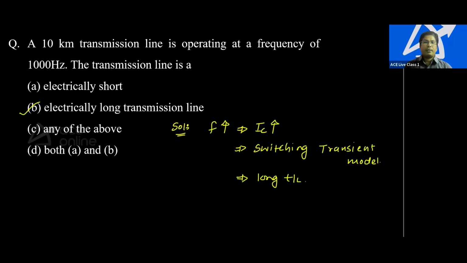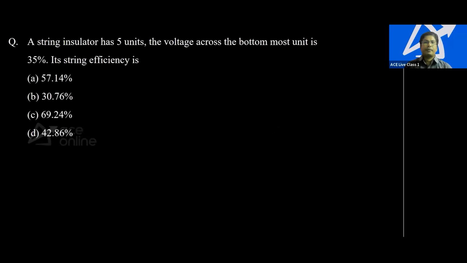And one more question, students. It is also one of the easiest questions related to string efficiency. A string insulator has 5 units. The voltage across the bottommost unit is 35%. Its string efficiency is.